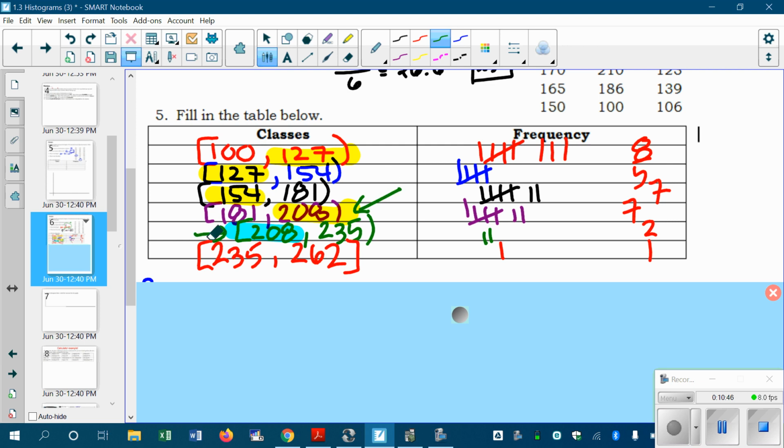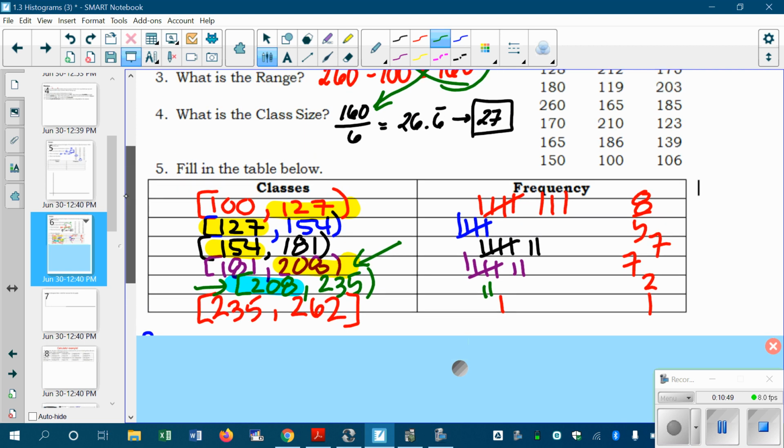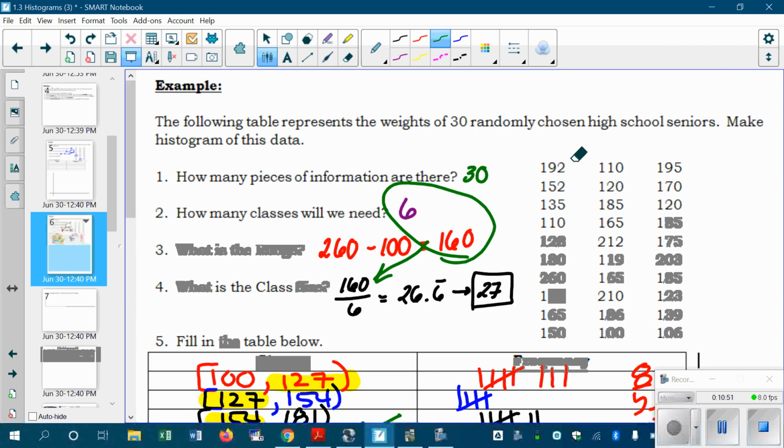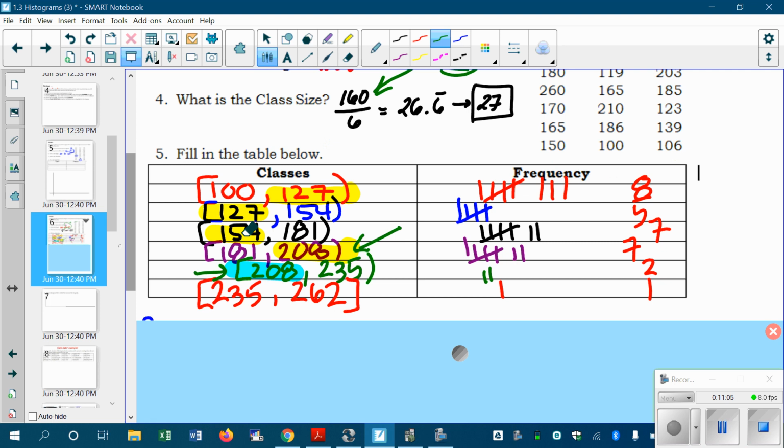Okay, and then you might notice I've worked ahead a little bit. And what I did is I went through and I tallied. Now this part of the process is a pain, absolutely a pain, but it is not hard. Okay, so for instance, 192. I would cross that off. I'd say, oh, 192, you're in this bracket, and I'd make a tally mark.